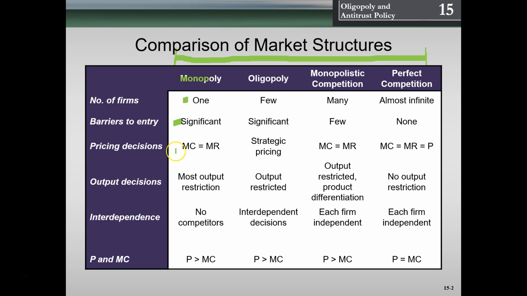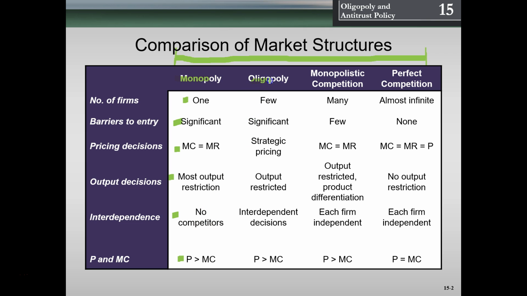Pricing decisions, almost all the time when we're thinking independently, we're going to produce where marginal cost equals marginal revenue. And then the output decisions, most output restriction, meaning we're going to end up producing less than we would if we had other types of competition in there. That's how we're going to take advantage of our monopoly power in a way. Interdependence, no competitors, so there's no interdependence. And price and marginal cost, price is going to be greater than the marginal cost.